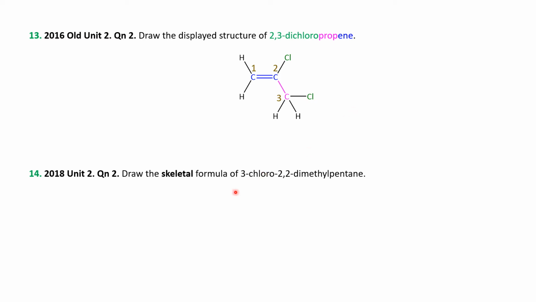Skeletal structure of 3-chloro-2,2-dimethylpentane. Well, first of all, there's a pentane, 1, 2, and 3. We've got to put 2 methyl groups on carbon 2 and a chlorine on carbon 3. There's the 2 methyl groups, there's the chlorine.